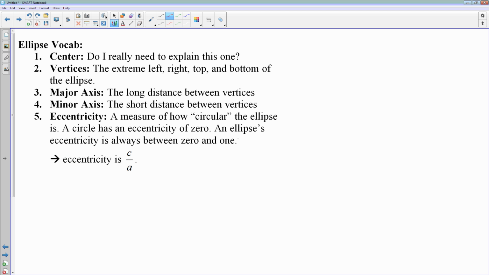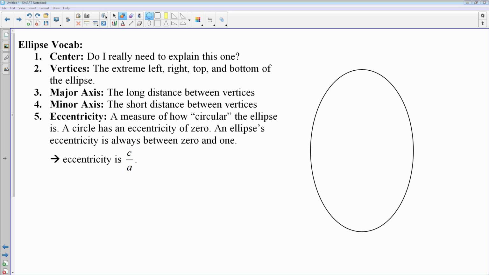And then finally, a little bit of vocab to go with the ellipse. You have the center, which I think is self-explanatory. You have vertices, which are the extreme top, bottom, left, and right of the ellipse, major and minor axis, and eccentricity. Let me draw an ellipse in here. There we go. So I have that ellipse, and the center, which I think is obvious. Okay, there's my center. It's (h, k).